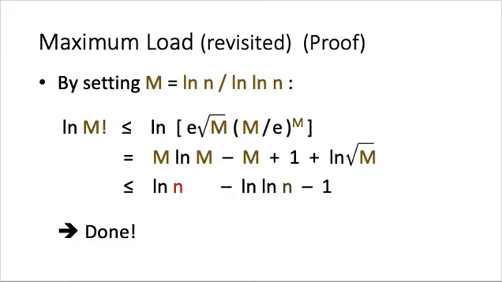So we have now shown what? By setting m to be like this, so this m is like this, the probability of the maximum load being less than this one is going to be super small. So in most of the cases, the maximum load has to be greater than log n over log log n. So this is our first example.